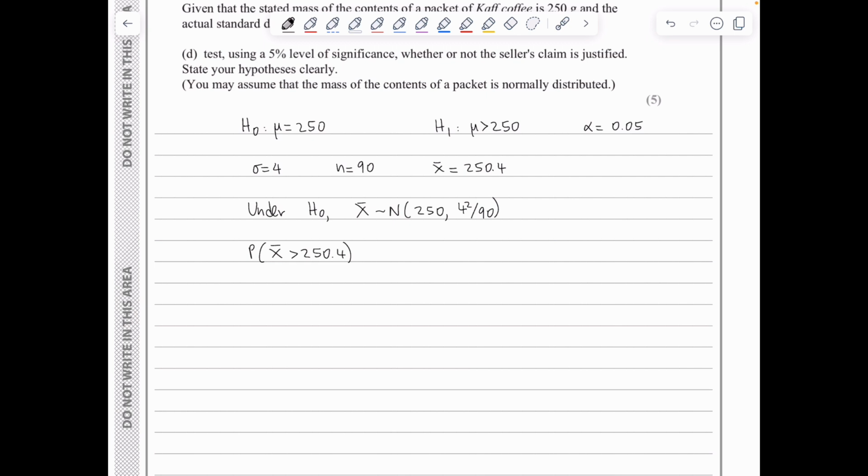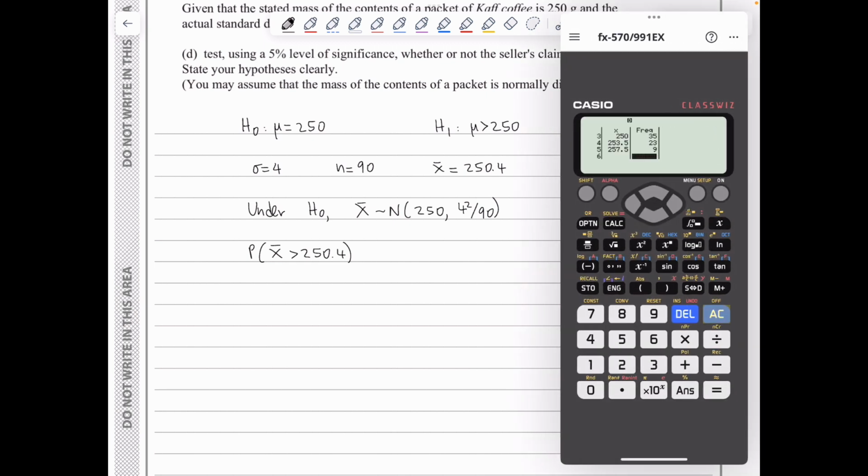250.4. I will go on my calculator, I press menu, it's option 7, and then it's the normal CD, so option 2. My lower is 250.4. My upper should be something big and positive, so 10 to the 9. My sigma is the square root of 4 squared over 90, and my mu is 250. This gives an answer of 0.1714, so I'm just going to write this down.